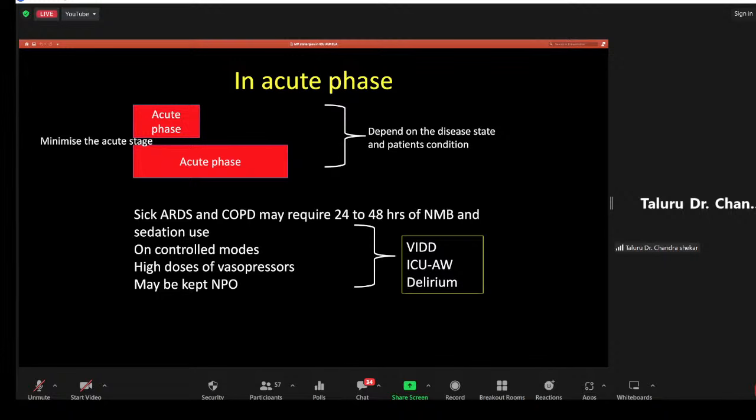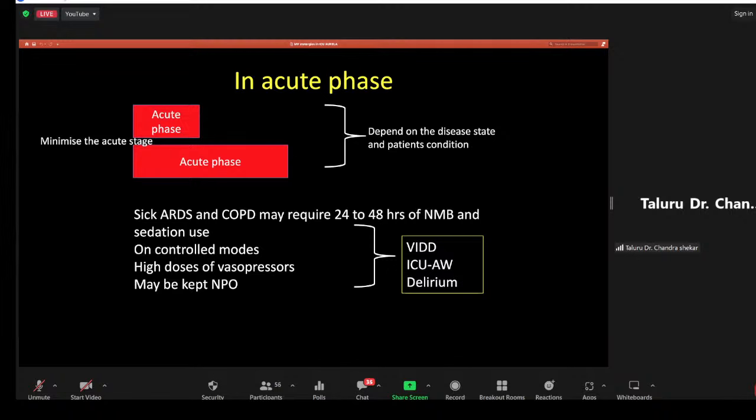So generally in the first 24 hours, but the continuation of neuromuscular blocking drugs for a long time, too much usage of sedation, and a lot of delay in nutrition all lead to ventilator-induced diaphragmatic dysfunction, ICU-acquired weakness, and delirium. This has to be factored in. If you don't prevent this at this time, then the problem comes when you are in the stabilization and weaning phases. But sometimes the disease may not allow us to get them out of sedation or to feed them. So these things do happen.